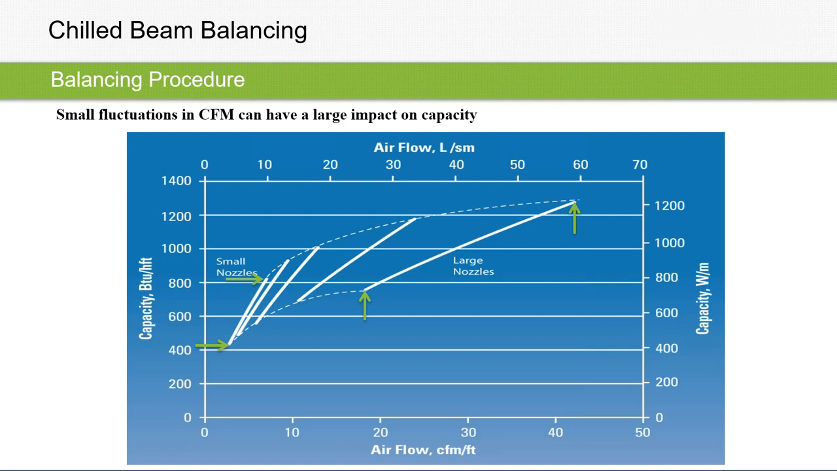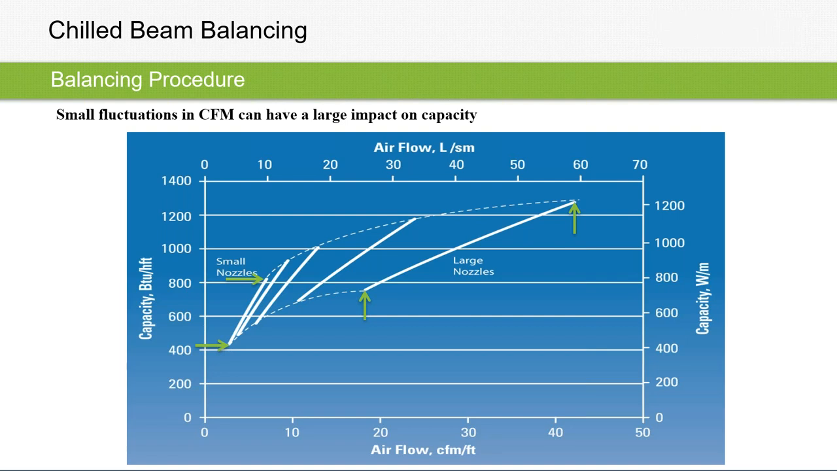Compare that to the nozzle size on the right, the flattest curve here, or the shortest slope. We're going to see a 20 CFM curve for a very similar 200, 300, I guess more than 400 BTU swing. So that larger nozzle size is going to see a much smaller swing per CFM than the smaller nozzles will.